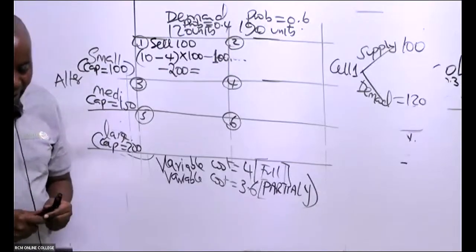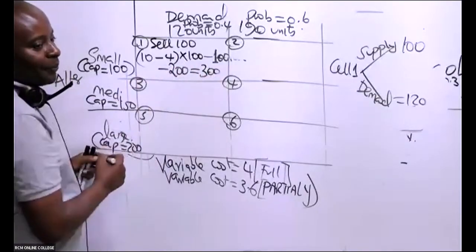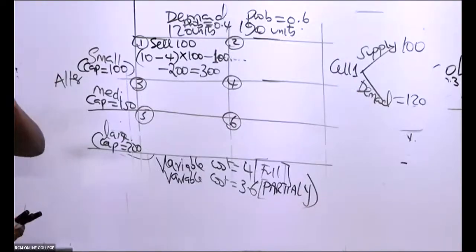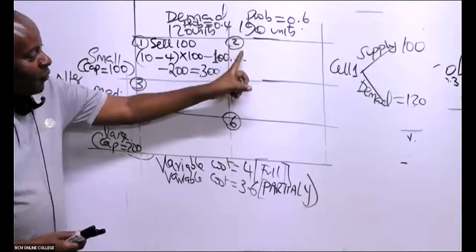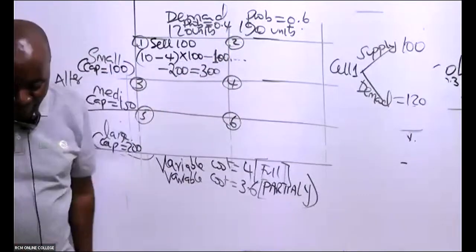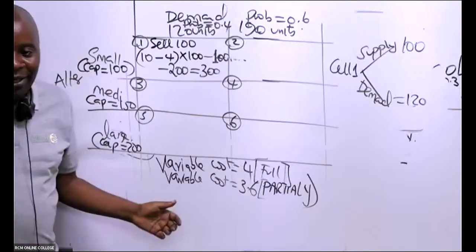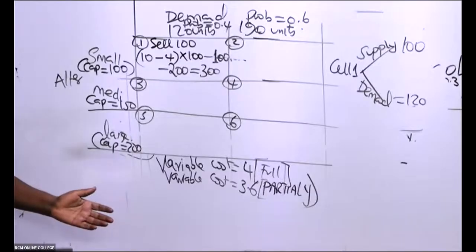So Martin Mwai tells me that profit here will be 300. Is it true? So abracadabra, without any presence, please calculate for me profit for number 2. Profit for number 2. Calculate for me profit for number 2.